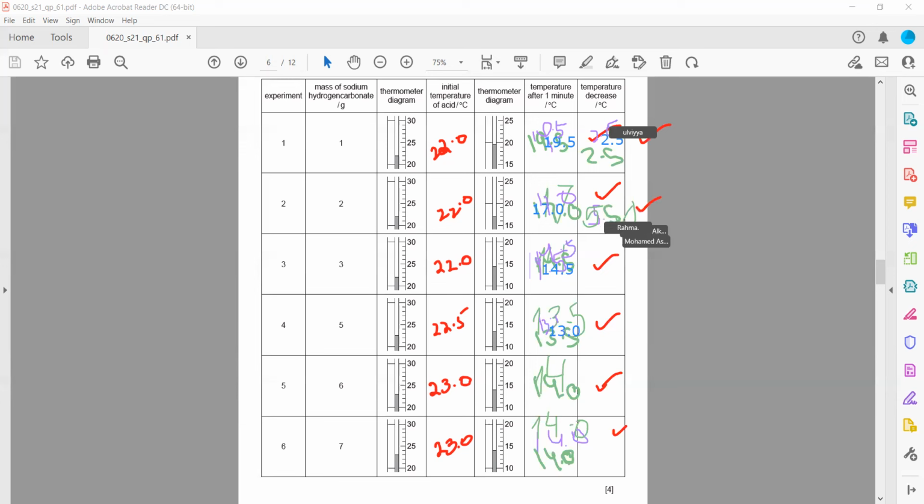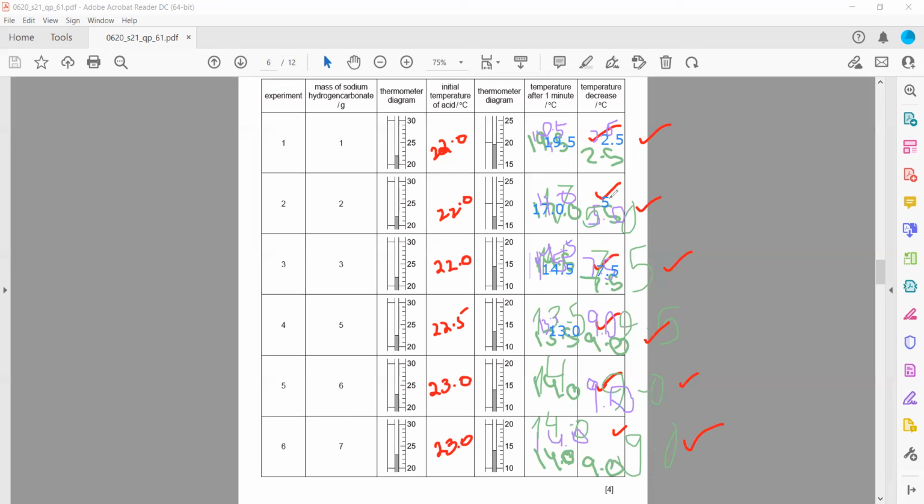This one is 5, that's right. Even though it is 5, we will write it as 5.0, and then 7.5. In each column, there should be an equal number of significant figures. So 22.5 minus 13.5 will be 9.0, because the difference is 9. Here also 9.0, and the last one is also 9.0. So that's right.